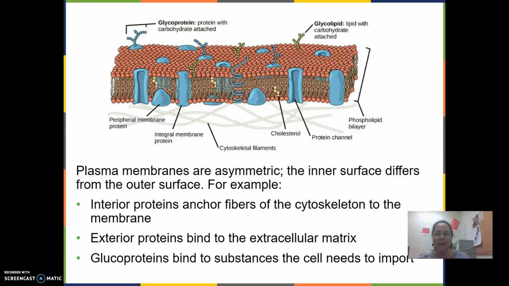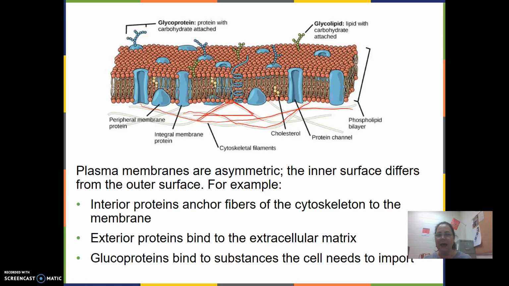Plasma membranes are asymmetric. The inner surface is different from the outer surface. For example, interior proteins anchor fibers of the cytoskeleton to the membrane. So you can see here, these are cytoskeletal fibers. And let me find one that's attached to a protein. Here's one. So these fibers of the cytoskeleton are anchored by these membrane proteins. So basically that anchors the phospholipid to the interior of the cell.